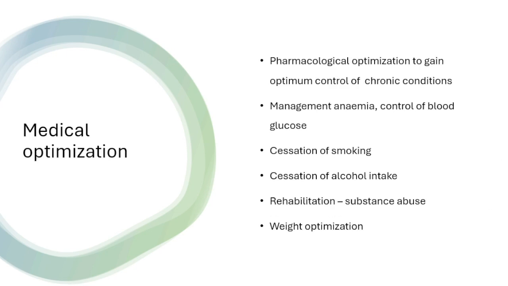For medical optimization, you have to do pharmacological optimization to gain optimum control of chronic conditions and management of anemia, control of blood glucose, control of smoking and alcohol intake, rehabilitation if they are drug addicts, and weight optimization.